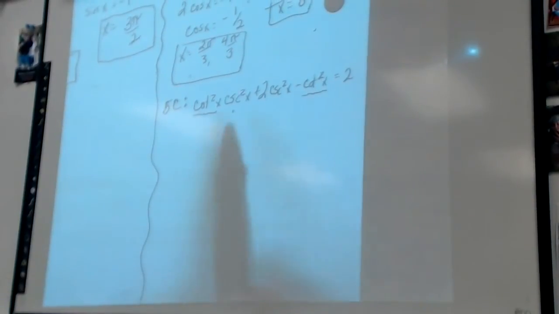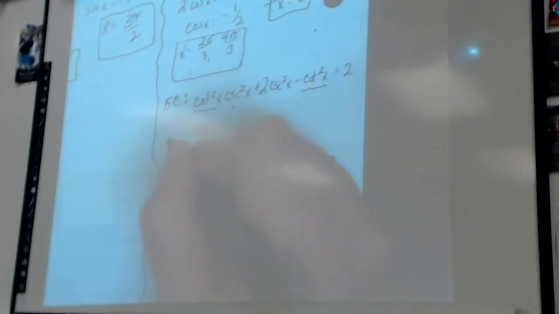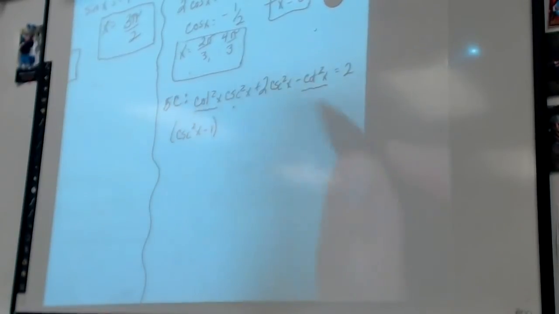Okay. So look at your identities. What is cotangent squared x equal to in terms of cosecant? Cosecant squared minus 1. So we have cosecant squared x minus 1. That takes the place of this.